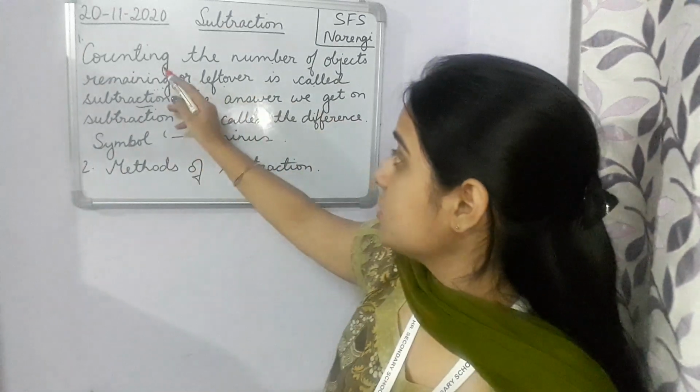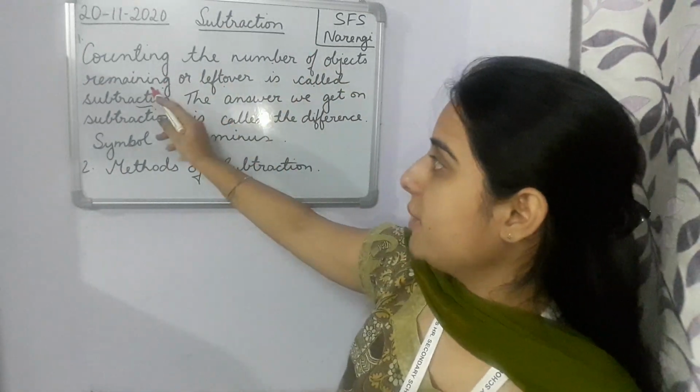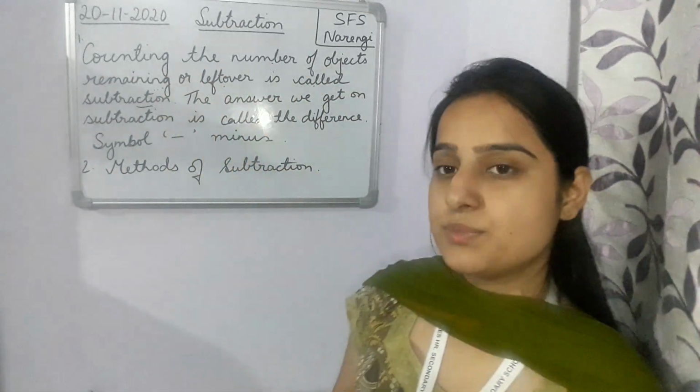Okay. So let's start. Do you remember what is subtraction? Counting the number of objects remaining or leftover is called subtraction. Suppose there are 5 chocolates with you and you ate 2 of the chocolates, children. So you are counting here remaining chocolates. You are counting here leftover chocolates, isn't it? So what you will do? You will do subtraction, isn't it?